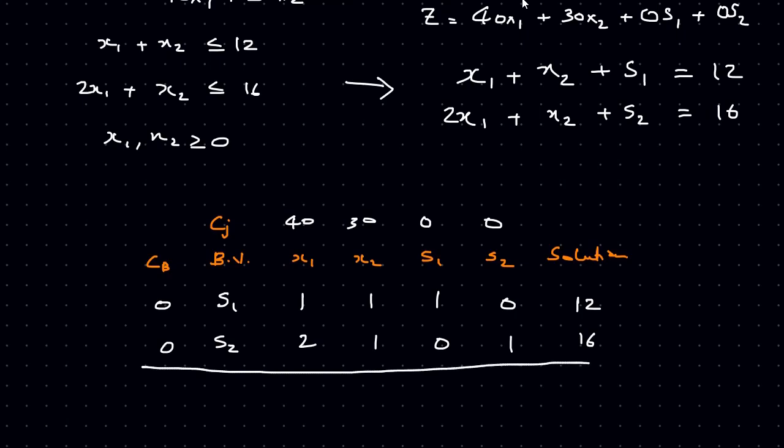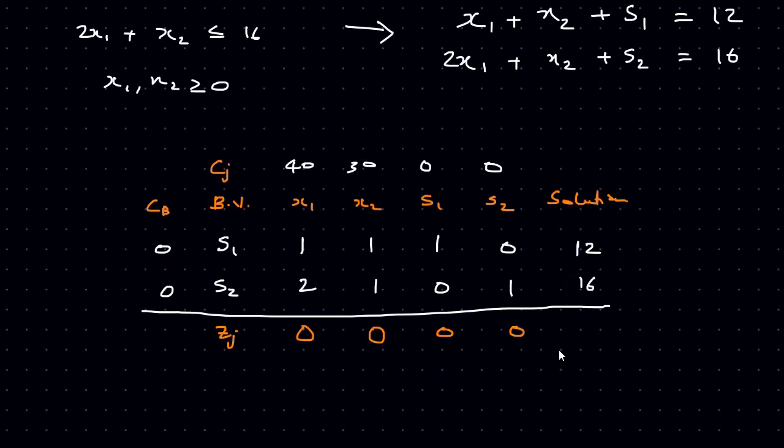First we calculate a quantity known as zj, and zj is calculated in this manner. For each of these variables x1, x2, etc., we multiply the cb column with the corresponding coefficients. So here we have 0 into 1 plus 0 into 2, that will be 0, and for x2 we have 0 into 1 plus 0 into 1, that will be 0 again. Since cb is 0, everything will be 0 initially.